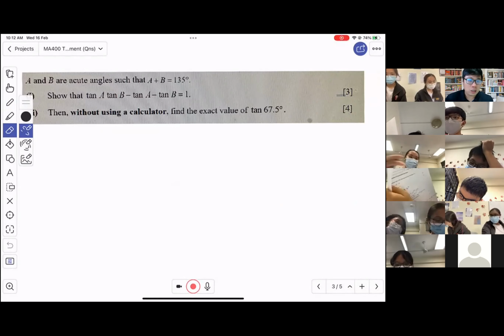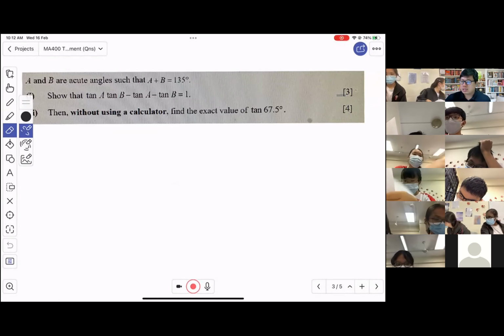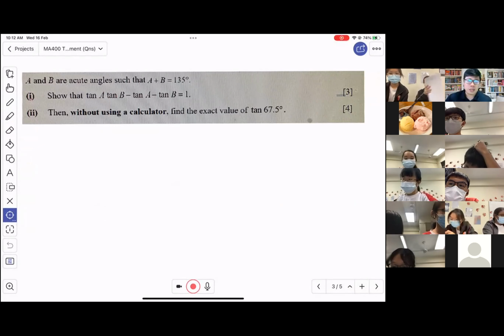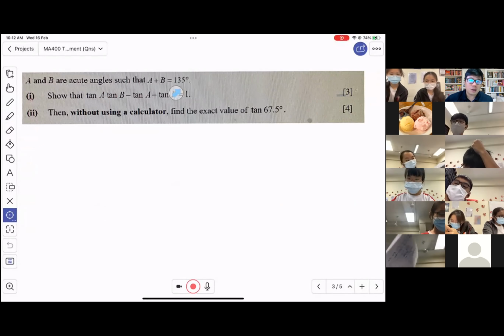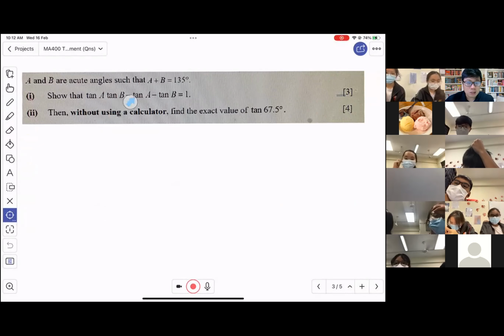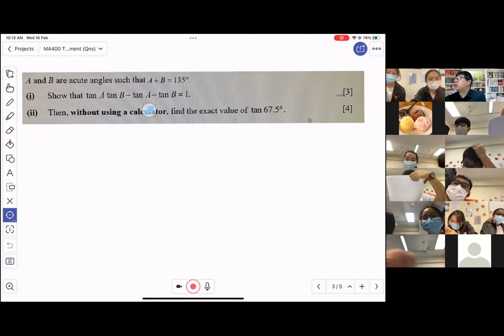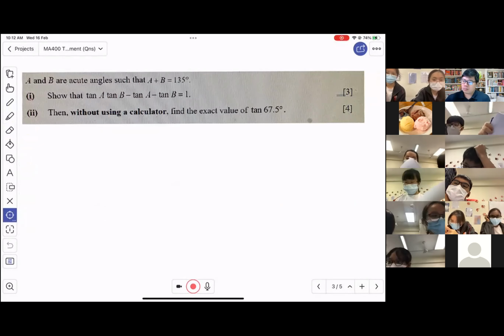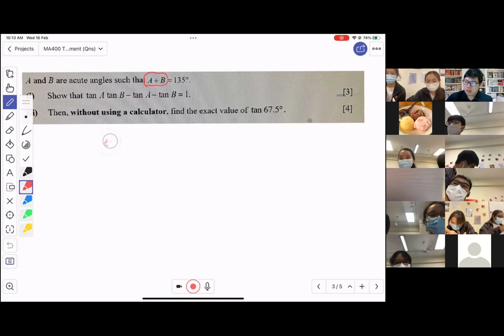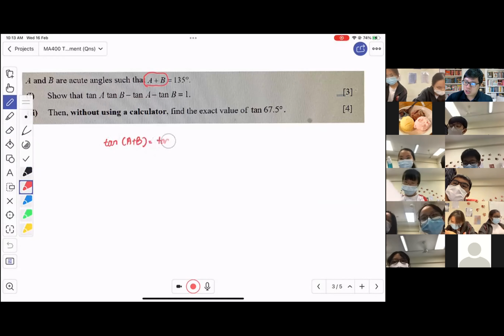Okay, question 3 is a good question. A and B are acute angles such that A plus B is equal to 135 degrees. Now, I want to show that tan A tan B minus tan A minus tan B is equal to 1. If I look at this, the fact that A plus B is 135 also tells me that tangent of A plus B is the same as tangent of 135 degrees.